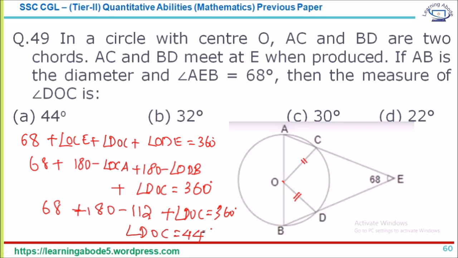Right. Now how did I write this 112? What is 112? That is angle at EAB. If this is 68, now this is a triangle, right? Angle at A and angle at B is 112 degrees, because ACB is a triangle. That relationship I've used here, right? So the answer is 44 degrees. That's answer option A.